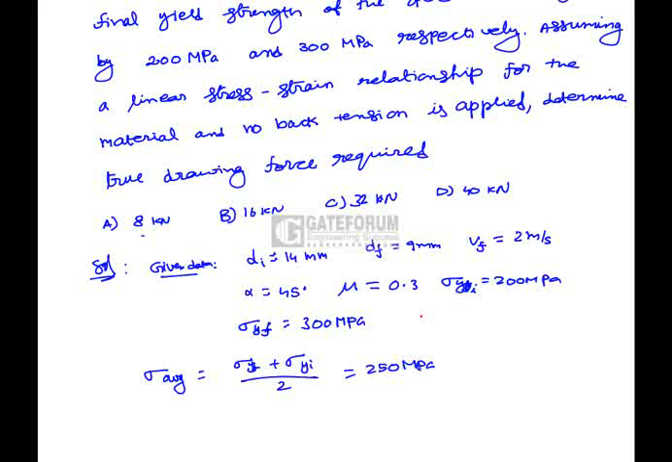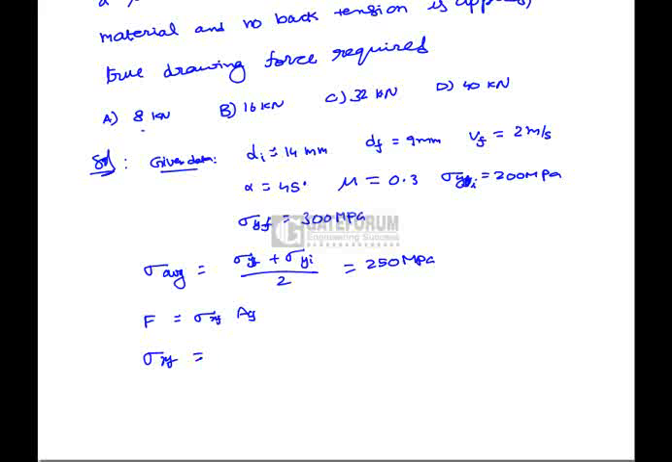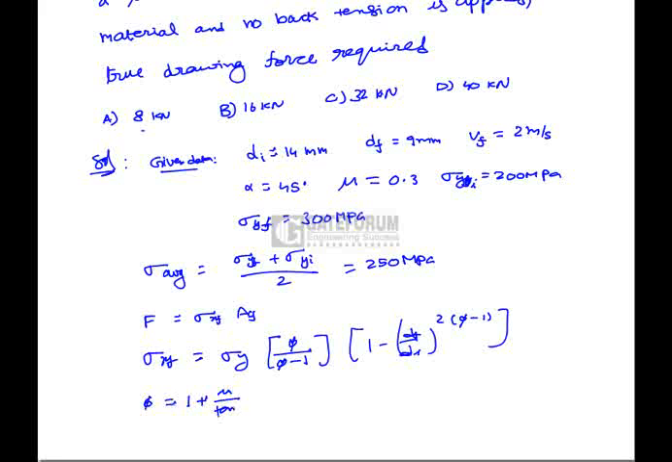So here, since no back force is applied and back force is 0, in this case the drawing force is given by sigma xf into Af, where sigma xf comes from the equation sigma y into phi by phi minus 1 into 1 minus (df by di) whole power of (phi minus 1), where phi is equal to 1 plus mu by tan alpha, which is 1 plus 0.3 by tan 45, which is equal to 1.3.